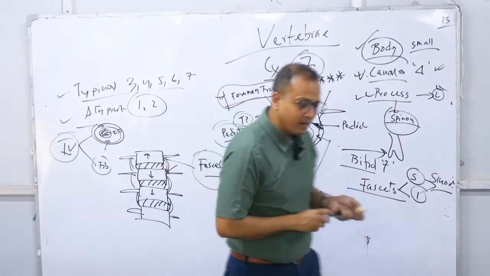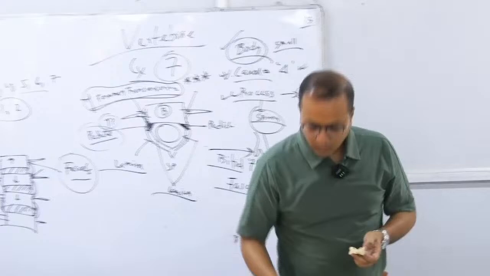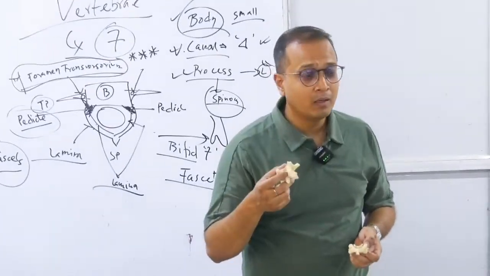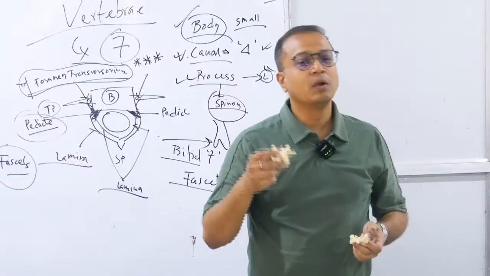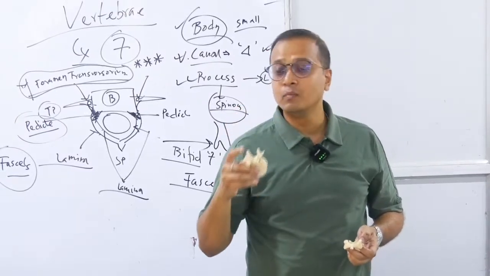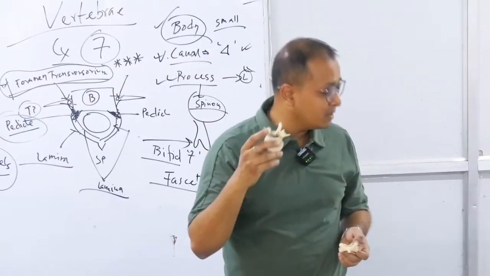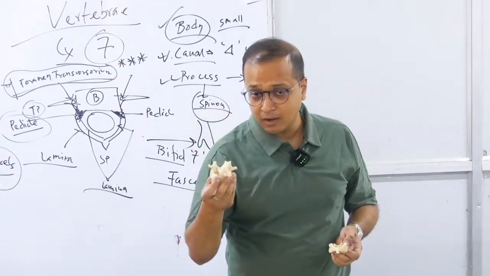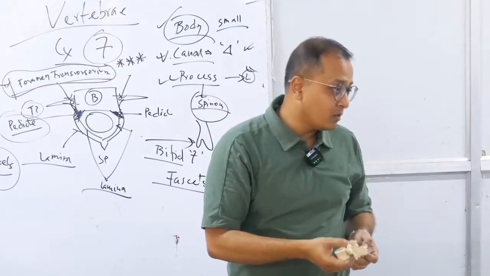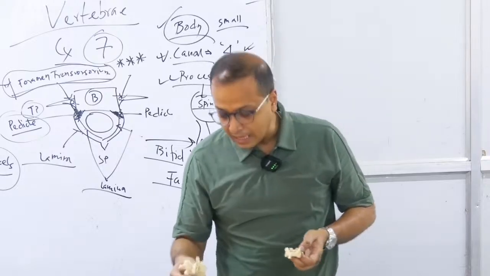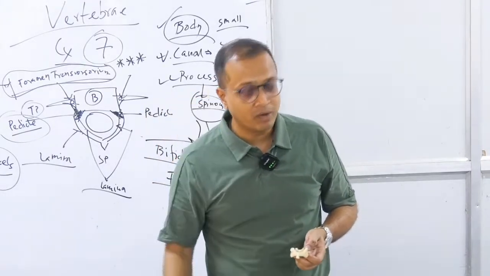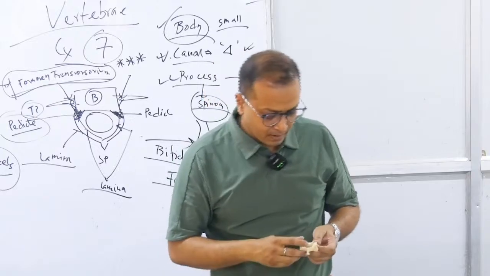So this has already been covered in two separate classes. You have to have a very clear idea of what you mean by the lamina, the pedicle, the transverse process, the spinous process, the body, the articular facets, what is the superior articular facet, what is the inferior articular facet. So these are the basic elements of any bone, and what is a vertebral canal and what runs through this vertebral canal or vertebral foramen.